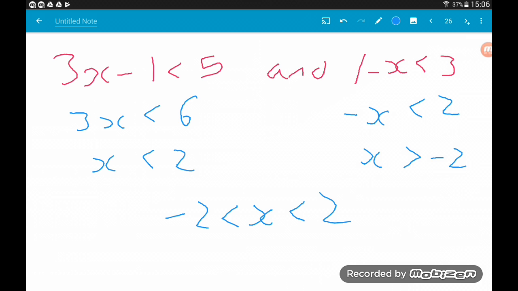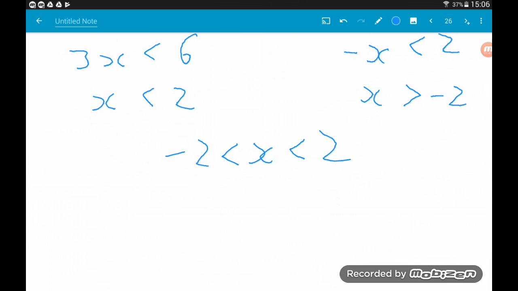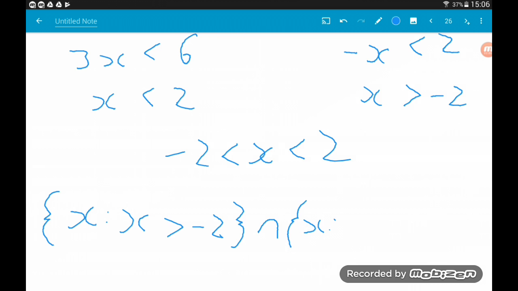Let's write it in set notation. So we could write this as x such that x is greater than minus 2, intersection, x such that x is less than positive 2. Like that.